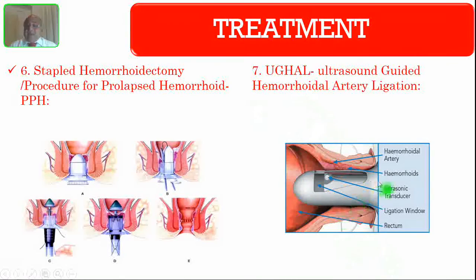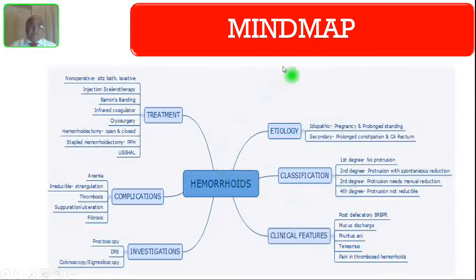And another latest method is ultrasound guided hemorrhoidal arterial ligation. So this you can do. You can put this instrument inside, and this is the ultrasonic transducer. This will pick up this hemorrhoidal artery. So you can insert an instrument through this ligature window, and you can ligate this hemorrhoidal artery. And this is also gaining popularity nowadays. So this is the mind map for hemorrhoids.